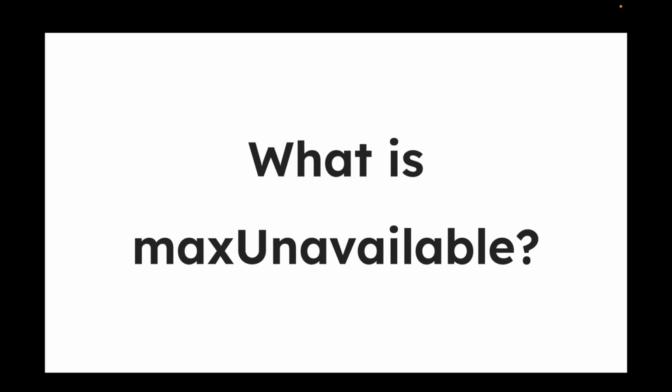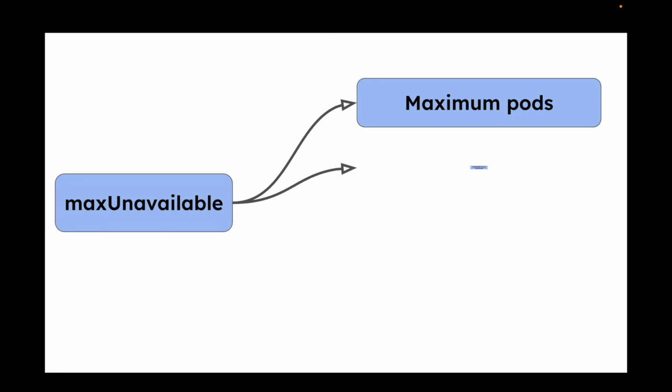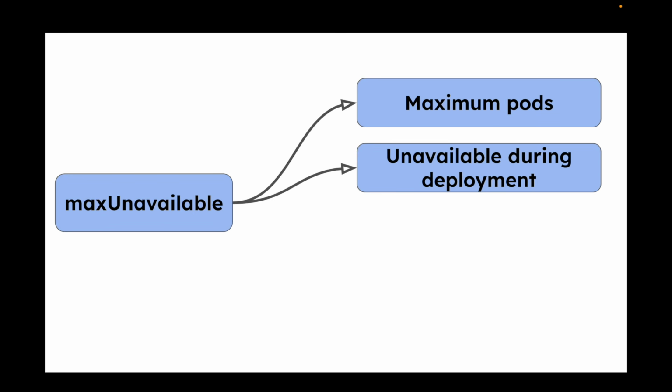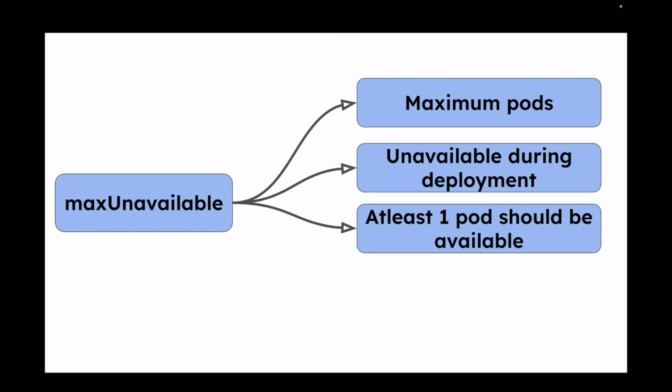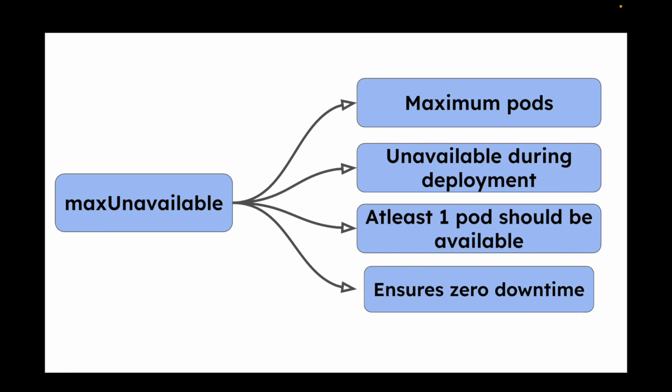The next question is, what is maxUnavailable? maxUnavailable is the maximum number of pods that can be unavailable during a deployment. So if you set maxUnavailable as 0, that means at least one pod should always be available. So this ensures there is zero downtime.